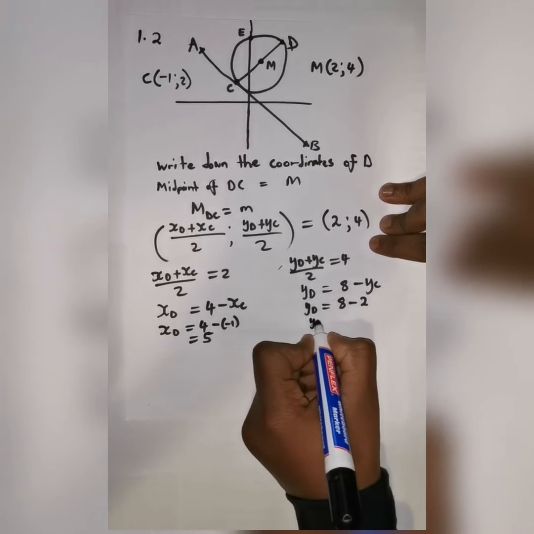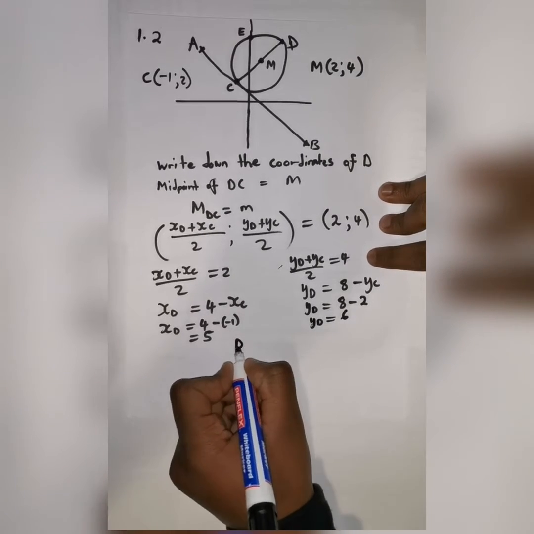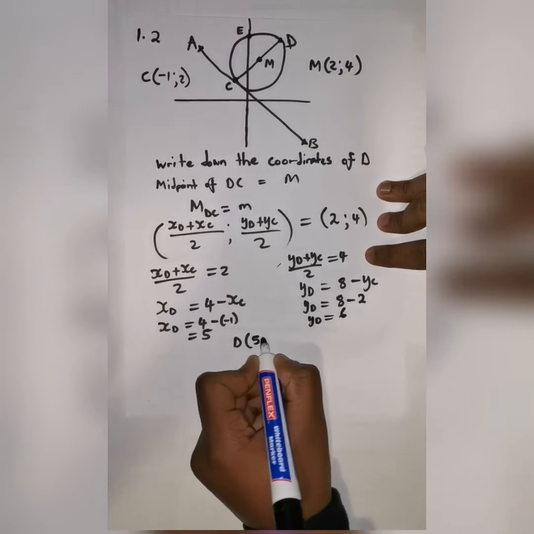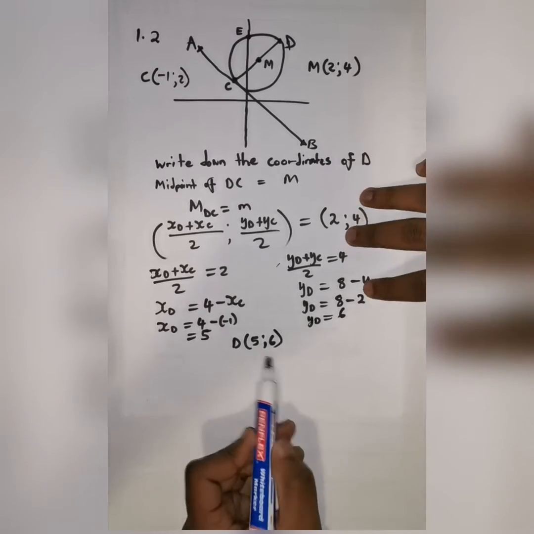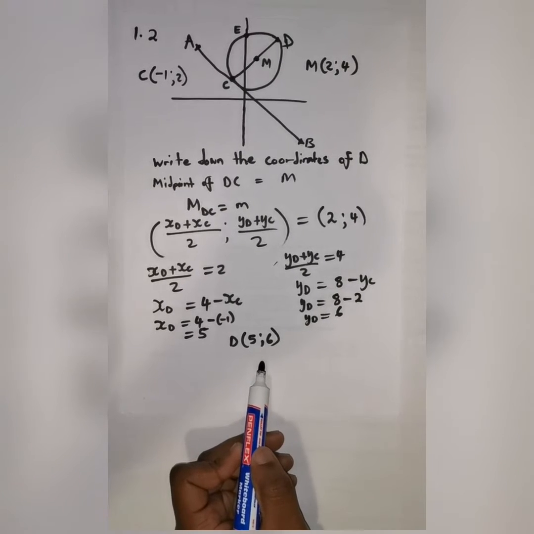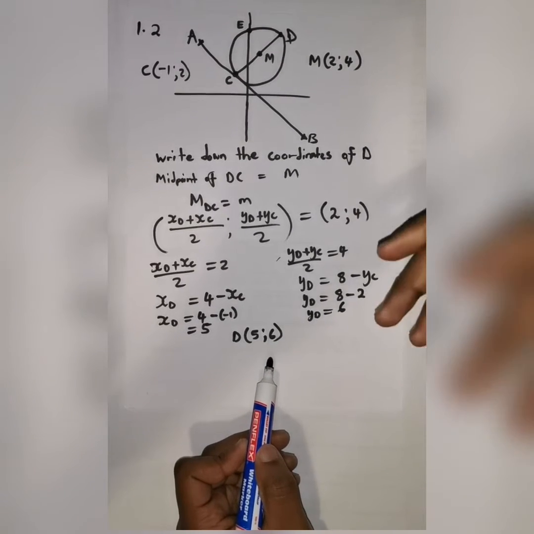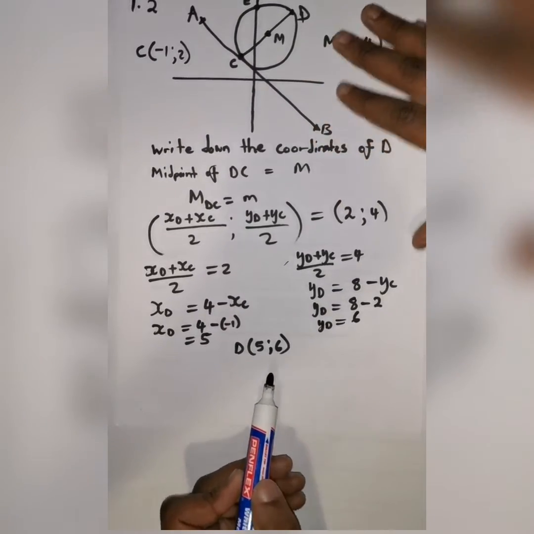So this gives us yD is equal to 6. So the coordinates of D are (5, 6), right? You can also find the same answer if you apply inspection. The method of inspection is whereby you actually just look at the diagram.